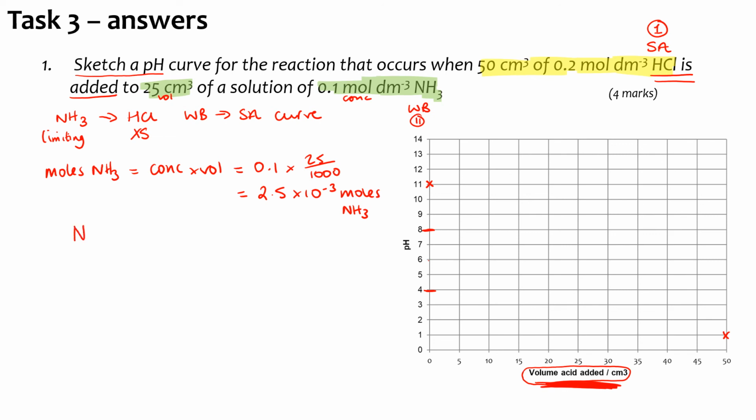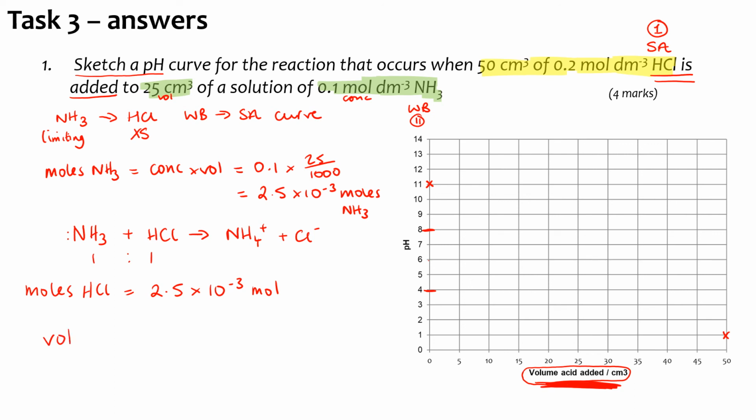Now NH3 has a lone pair on the N and reacts in a 1-to-1 ratio, as we've already looked at, to form NH4 plus and Cl minus. So this is 1-to-1. So the moles of HCl is the same as the moles of ammonia, 2.5 times 10 to the minus 3.